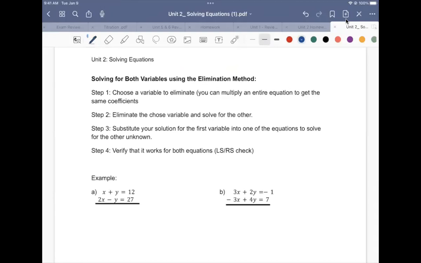Choose a variable to eliminate. Now, you might notice that sometimes you don't have variables that are the same number. We will go over some examples where we would just multiply the entire equation. Then we're going to eliminate that.